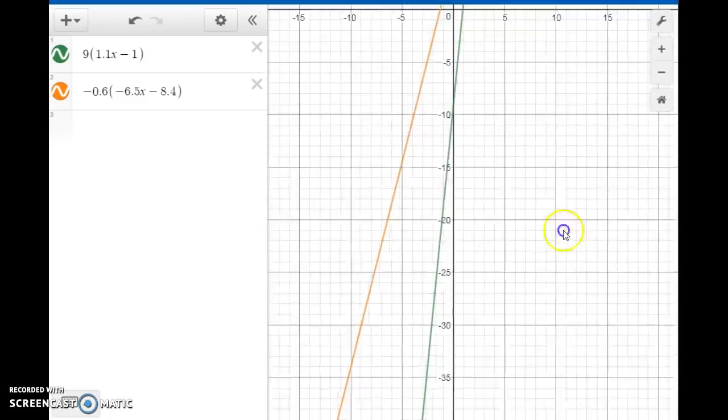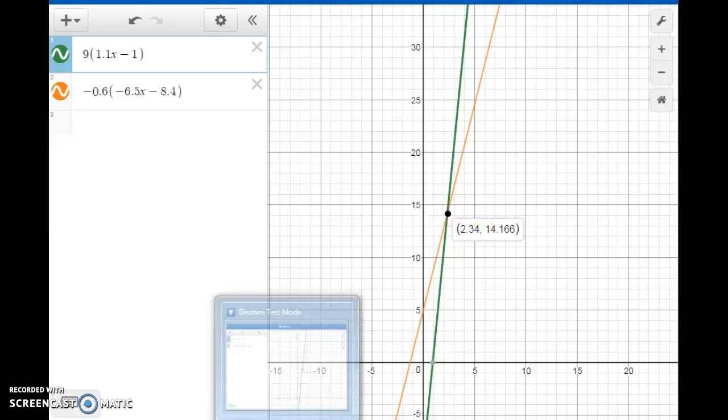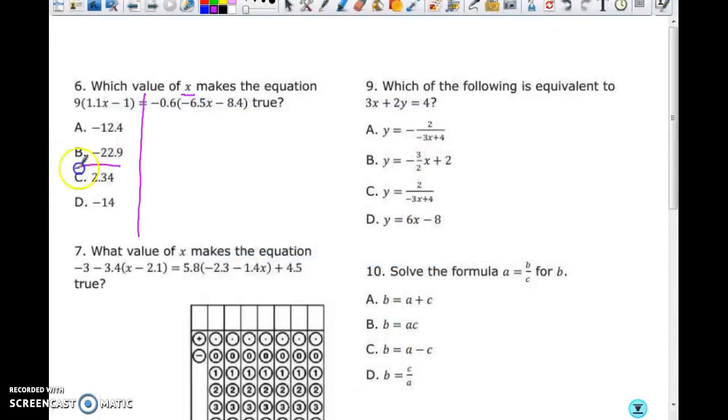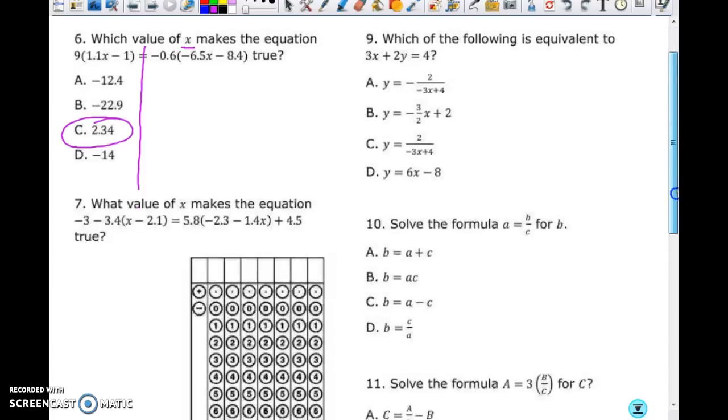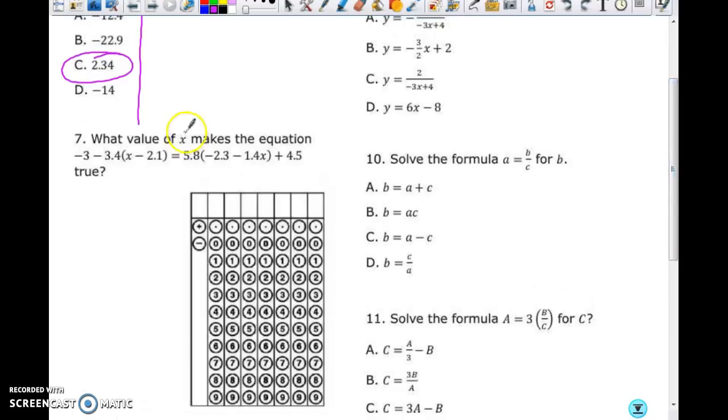So again, I have my two lines, and I'm looking for where they intersect. They intersect right here. And what is the intersection they gave me? They gave me x is equal to 2.34. So the intersection is at 2.34. Alright? So again, look at 7 and 8. Again, we're both looking for solving for x.